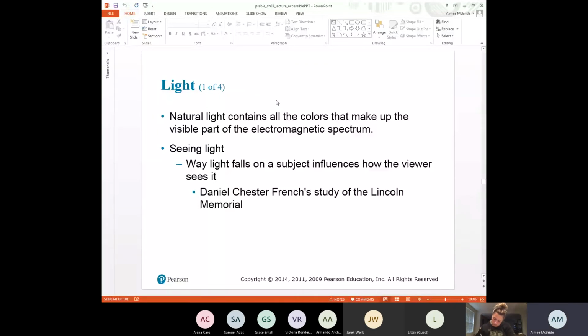But light is extremely useful in art. The use of extreme lights and darks actually has a name in the art world. That name is chiaroscuro. Using extreme lights and darks can help add depth, dimension, and drama to a piece, such as French's study of the Lincoln Memorial.